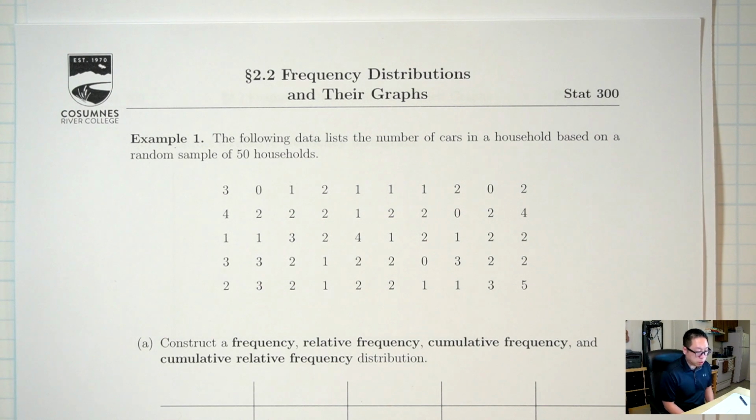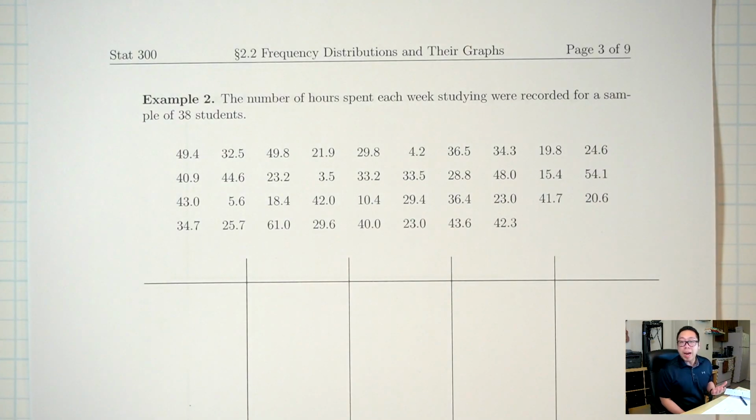Example one, we're talking about the number of cars. When we talk about number of cars, it doesn't make sense to have 2.31 cars, right? So example one is quantitative discrete. Example two, which is number of hours, it does make sense to talk about 2.31 hours. So example two is quantitative continuous.